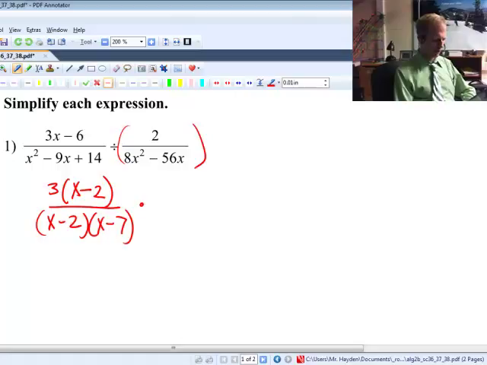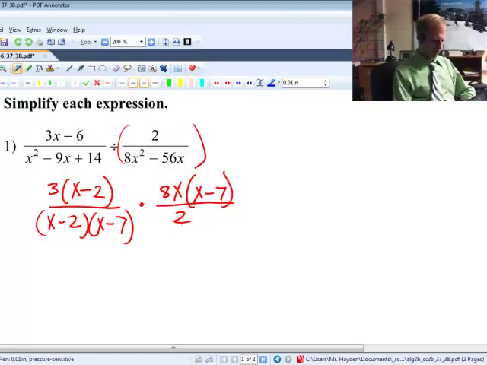Since this is a division problem, I need to remember to flip the numerator and denominator of the second fraction. So I'm going to do that while I'm factoring. The 2 stays the way it is. The 8x squared minus 56x has a common factor of 8x. If I factor that out, I'm left with x minus 7.